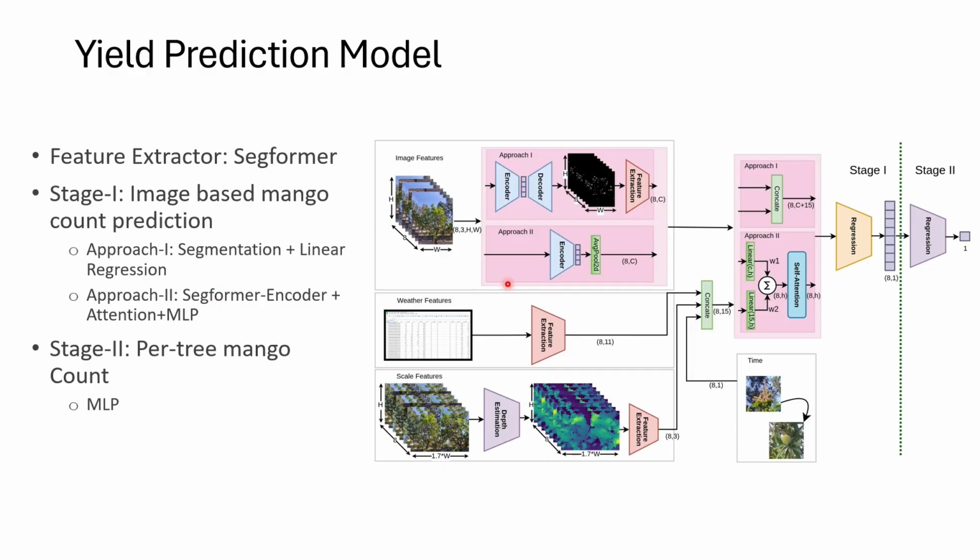In approach two, instead of generating a segmentation map and getting features, we directly use the encoder to get the features. We use the final layer to get the final feature, and whatever feature we got, we directly gave to the regression model and got the output.